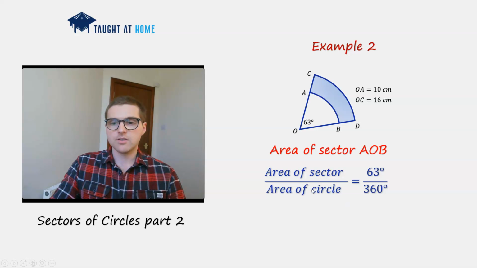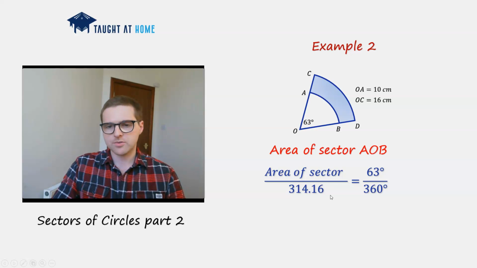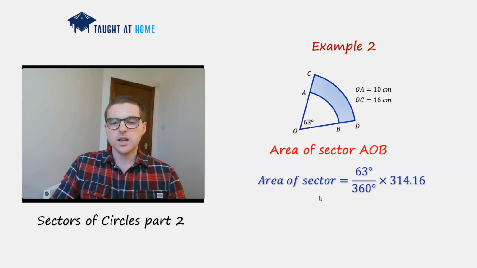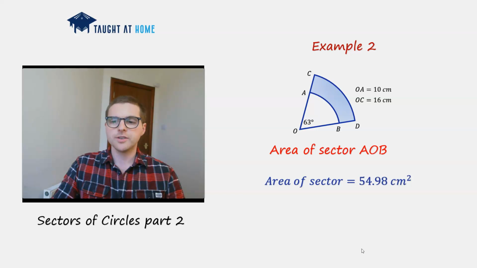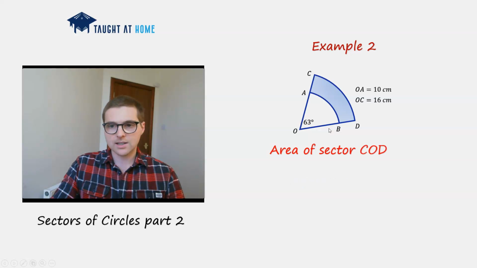Do we have the area of the full circle? No, but we can calculate that because we've got the radius and we know the area is pi r squared. Therefore the radius is going to be 10, so it'll be pi times 10 squared, which is 314.16. We can multiply both sides by 314.16 to give us the area of the smaller sector here, which comes to 54.98 square centimeters. Now we can find the area of sector COD, so the larger of the sectors.